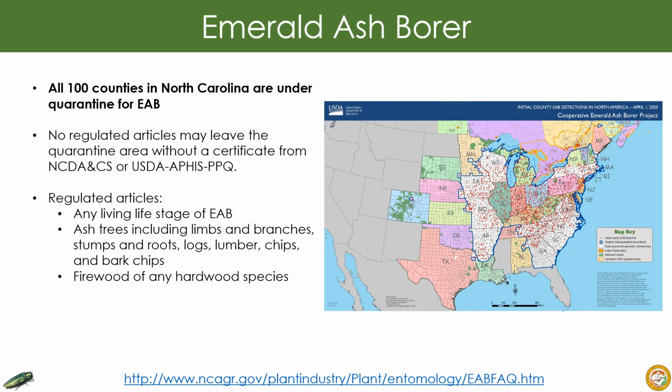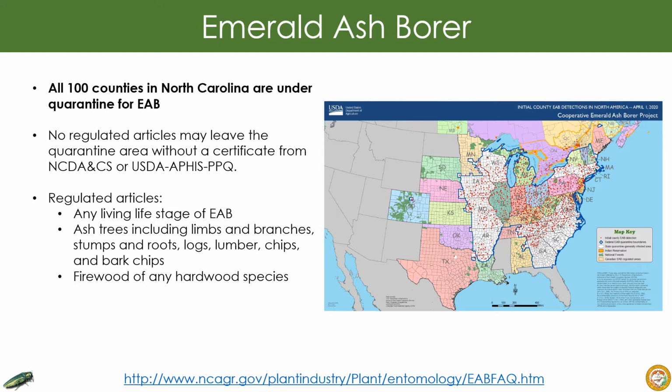Another common sign is increased woodpecker activity, which eventually causes the bark to split. Emerald ash borer has spread rapidly due to the movement of wood and wood-related products. In order to attempt to contain the spread of this pest, the entire state of North Carolina is under quarantine for emerald ash borer. While no regulated articles may leave the quarantine unless accompanied by an NCDA&CS or USDA certificate, there are no legal restrictions for the movement of regulated articles within the quarantine area. This includes movement through adjacent areas like Virginia and Tennessee, which are also under quarantine for EAB.